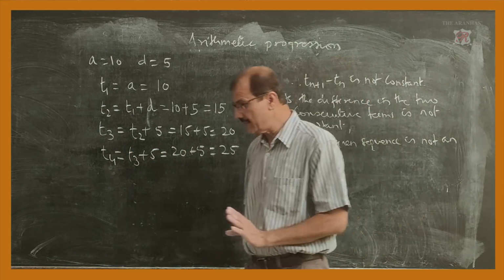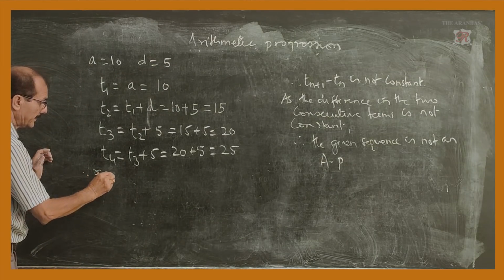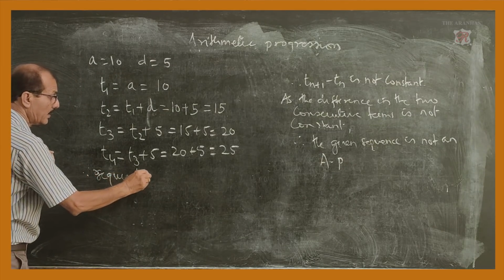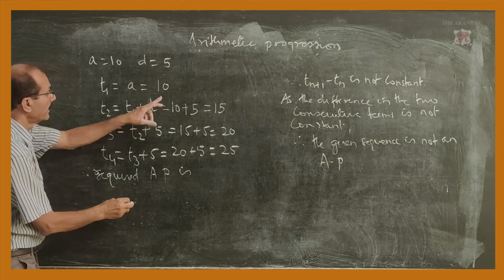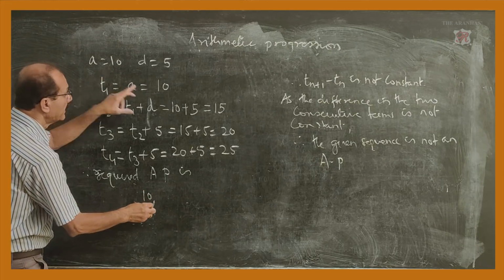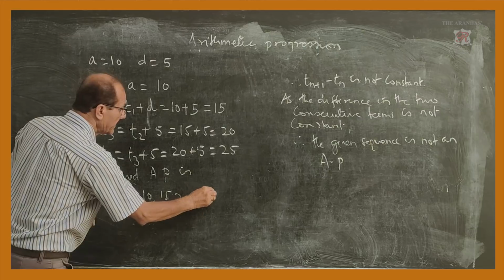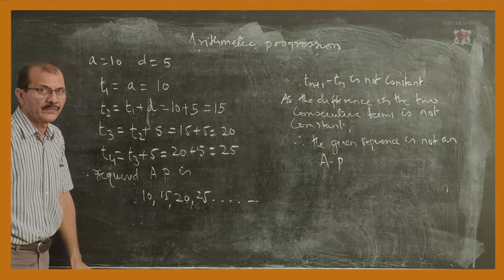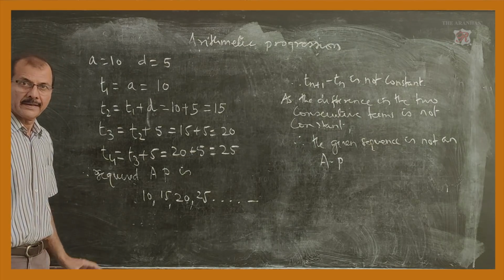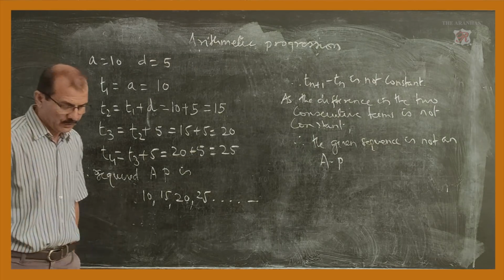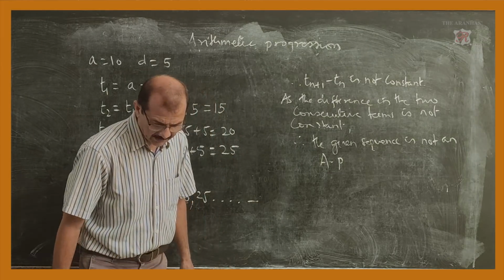So your required arithmetic progression is 10, 15, 20, 25 and so on. So this is your required sequence. Is that clear? We'll do one more. We'll do the third one.